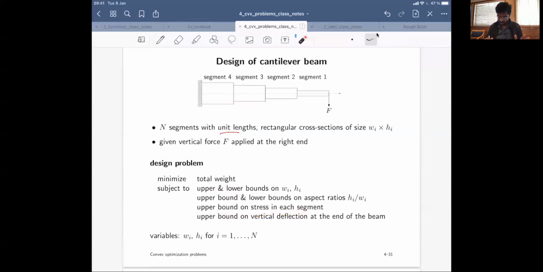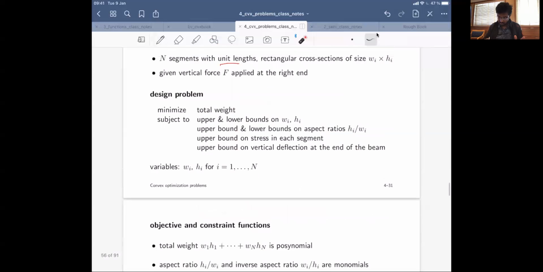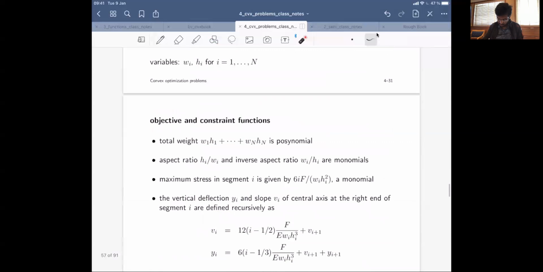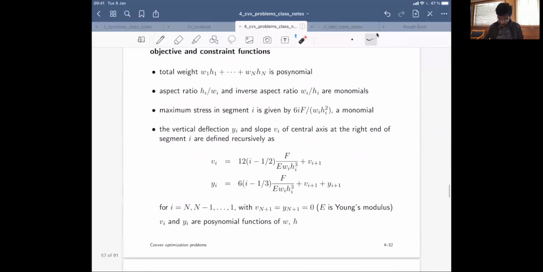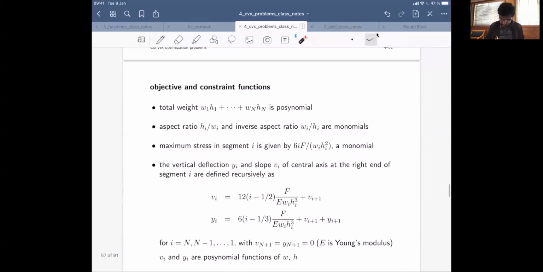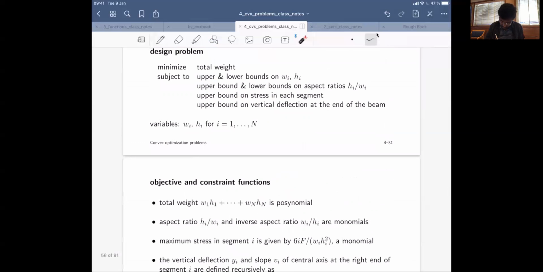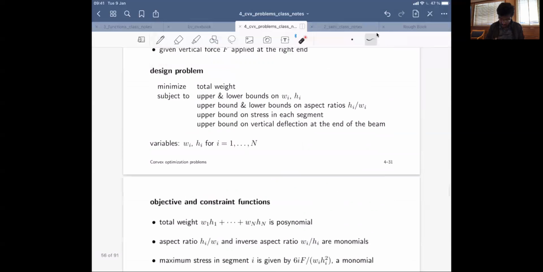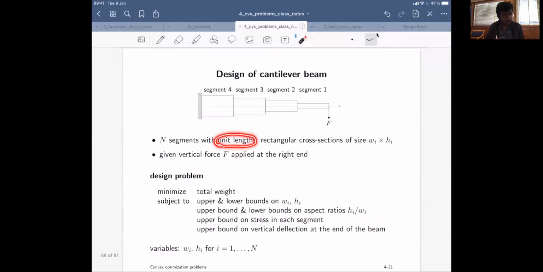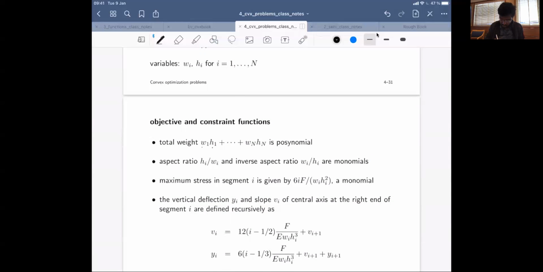So basically, let's not go into detail, but the only thing I want to say is that if you see the objective function and constraints, they are like this. For example, the total weight: this is the width and height of each block, and we are assuming that each block has unit length. So what will be the volume? W into H1 into 1, since it is unit length. That's the volume. If you multiply that with the density, you will get the total weight.